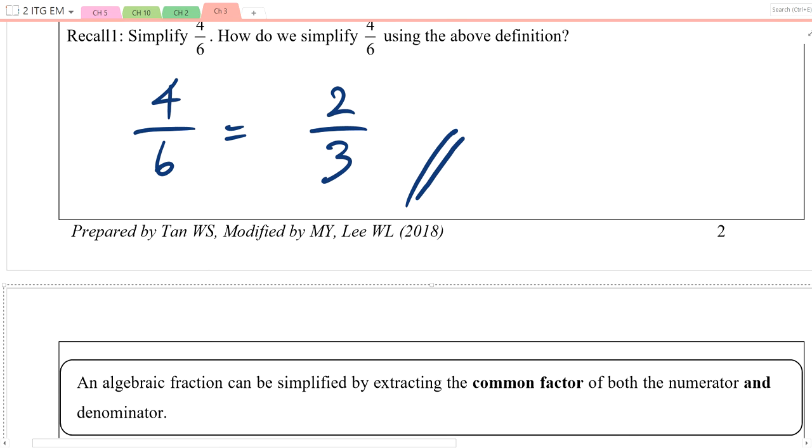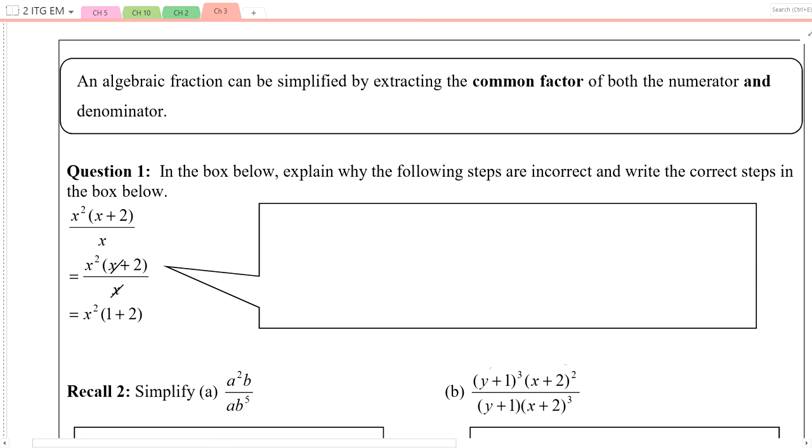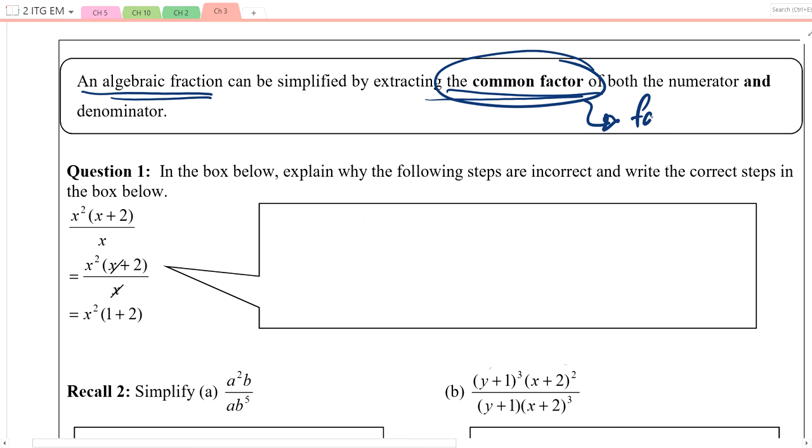Can I go faster? Okay, I see you nodding your heads. We can simplify an algebraic fraction by extracting the common factor of both the numerator and denominator. Now this should tell you that it involves factorization. Are you familiar with factorization? The previous chapter, we've done lots of factorization.